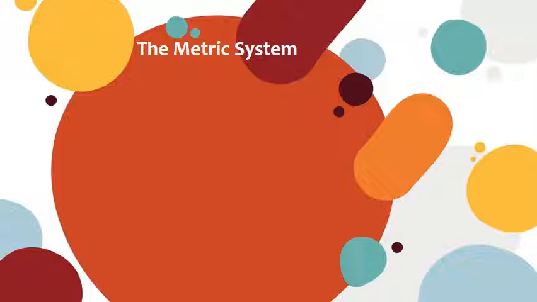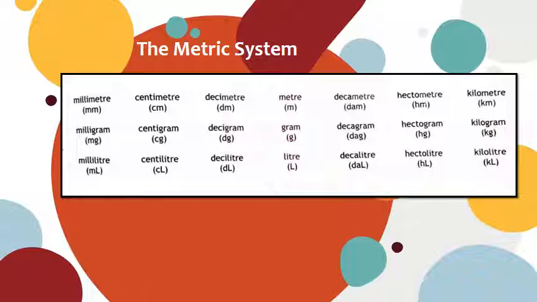Children, we have already learned that the units of length, mass and capacity belong to a system of units called the metric system. In this system, each type of measurement has a main or basic unit. The meter is the basic unit for length, the gram is the basic unit for mass, and liter is the basic unit for capacity or volume of liquid.